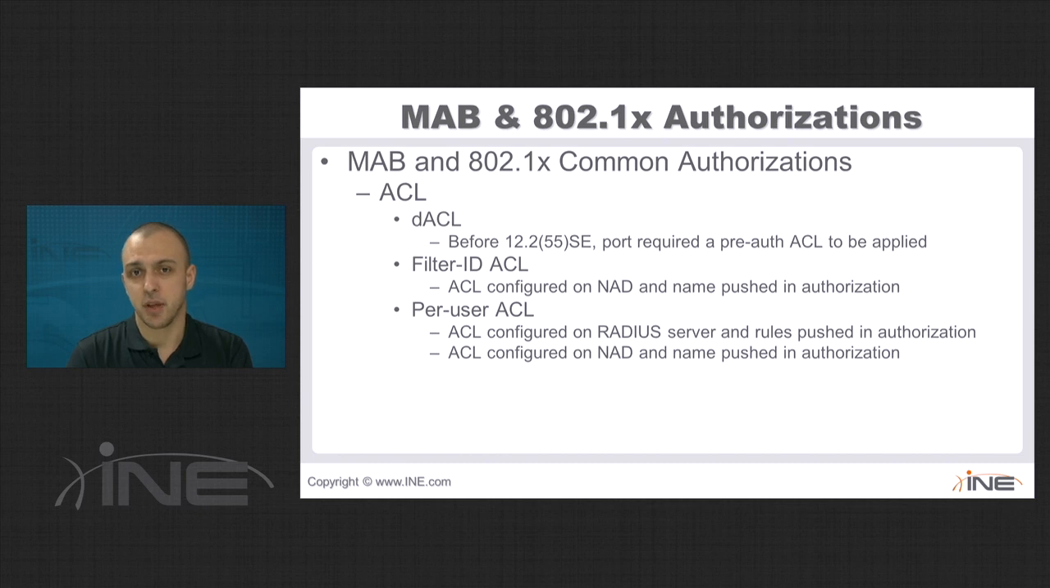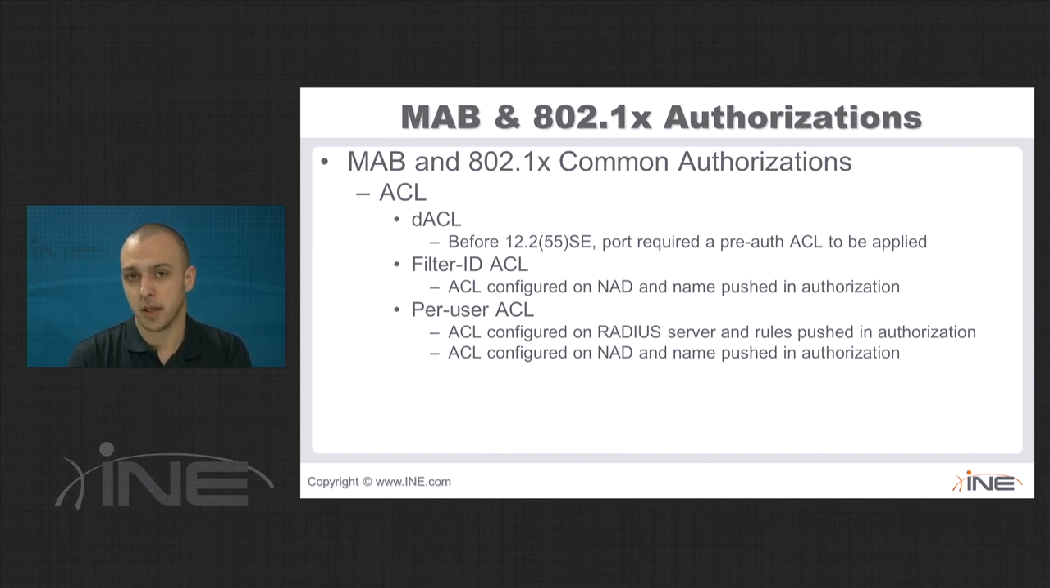Basically, the main difference is the question you want to ask yourself: do I want a centralized policy, meaning I will have the ACLs configured on the RADIUS server, or do I want a decentralized policy, which means that I will have the ACLs configured on individual switches in the network?